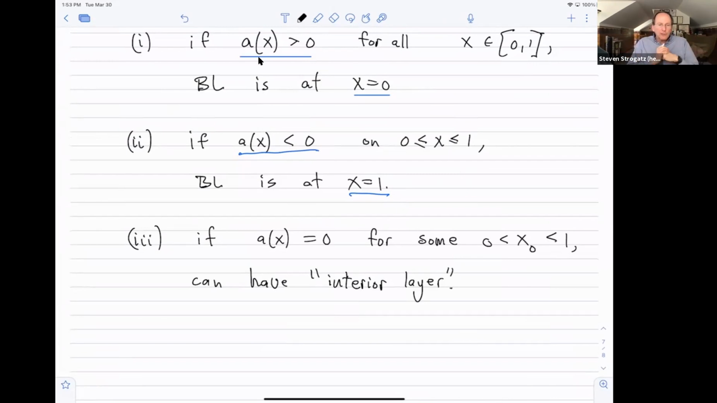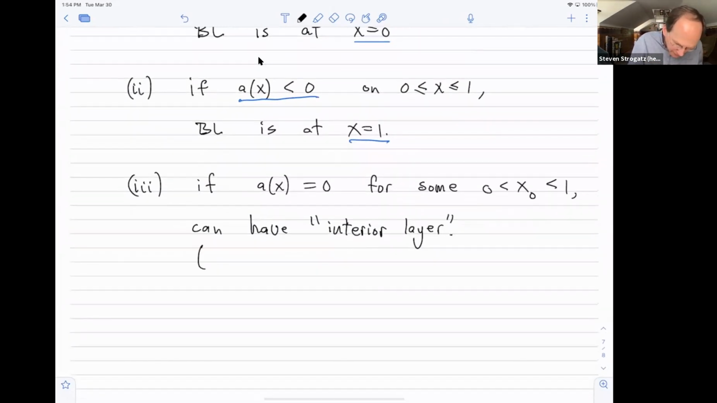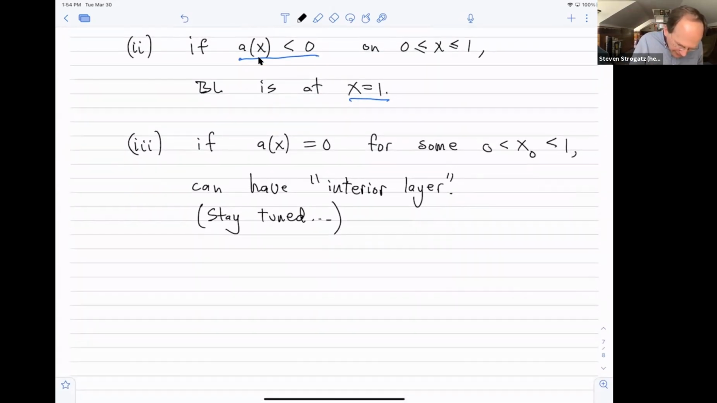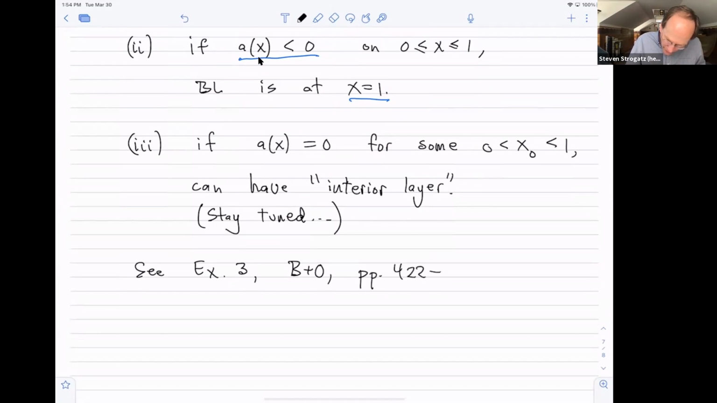And we're going to talk about those in the next lecture and maybe a lecture after that. That case is harder, so stay tuned for this, but not today. Okay, so I'm not going to prove this result, but if you want to look at this in more detail, you can see example 3 in Bender and Orszag on pages 422 to 426. They discuss this. So that's all I want to mention about that.